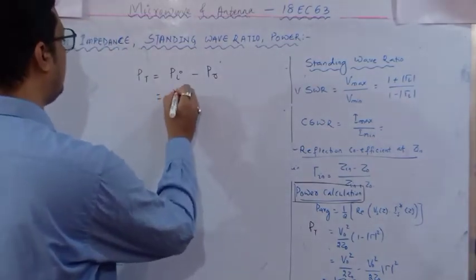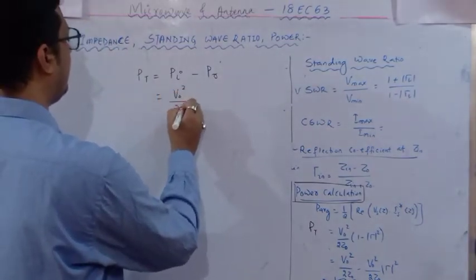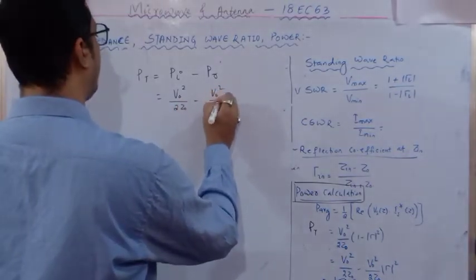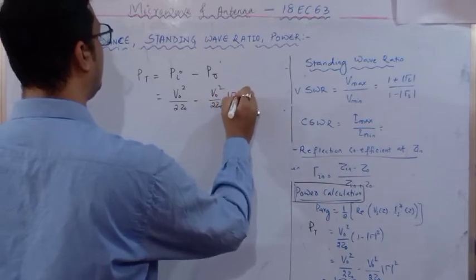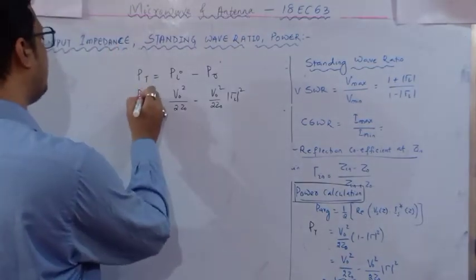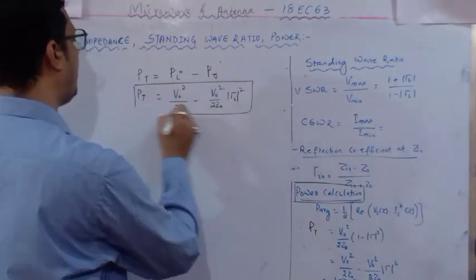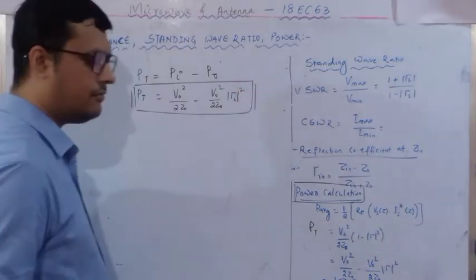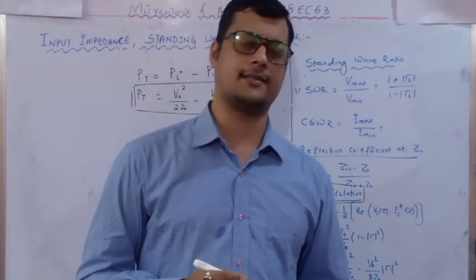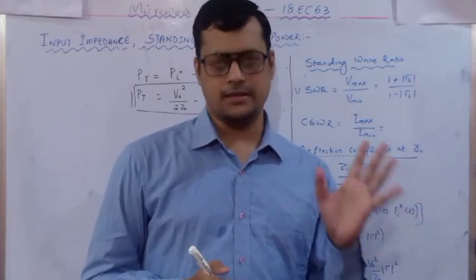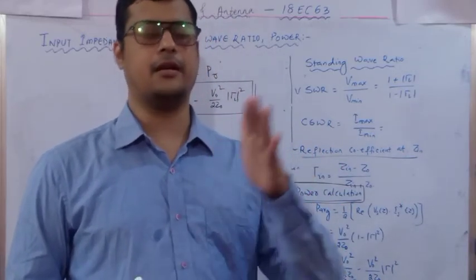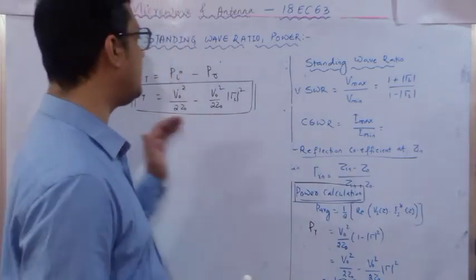So what is the incident power? It is V0 square divided by 2Z0. And what is the reflected power? It is V0 square divided by 2Z0 whole into reflection coefficient square. So this is the relation between the transmission power with incident power and reflected power. When we are calculating the total power delivered, delivered indirectly means transmission power. Transmission power is the difference between incident power and the reflected power. So this is the power calculation.